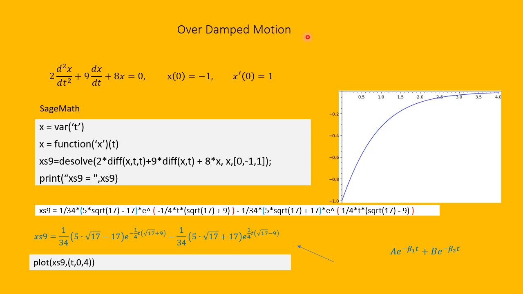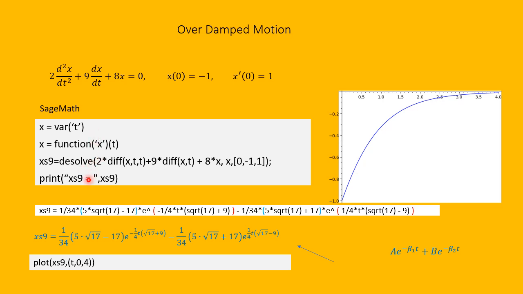As an example of overdamped motion, let's look at this differential equation with the same initial conditions we saw in the previous examples. With the 9 here for the value of c, this makes this equation an example of an overdamped system. For Sage Math, we'll do almost exactly the same as before, except we will have a 9 times the derivative of x with respect to t here. The rest of this is the same as before, except for the name of the function also.